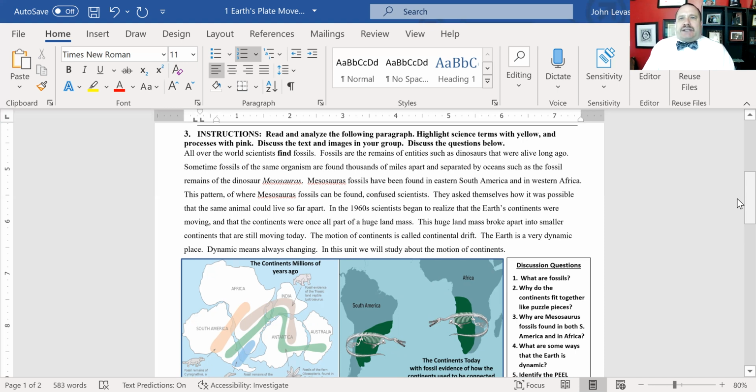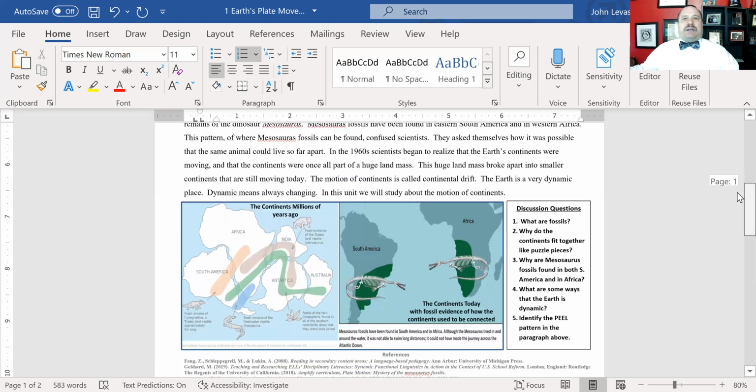In the 1960s, scientists began to realize that the Earth's continents were moving and that the continents were once all part of a huge landmass. This huge landmass broke apart into smaller continents that are still moving today. The motion of continents is called continental drift. The Earth is a very dynamic place. Dynamic means always changing. In this unit, we will study the motion of continents.